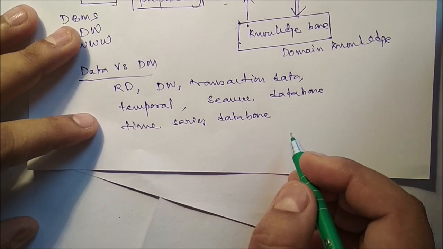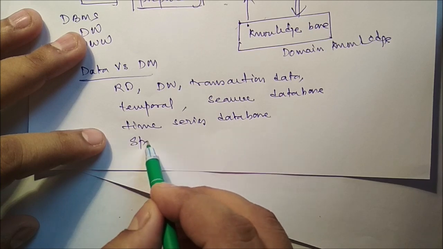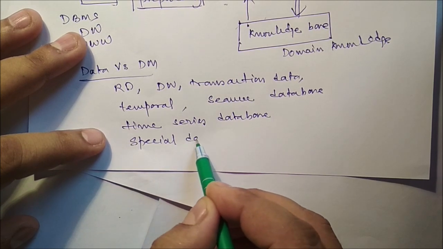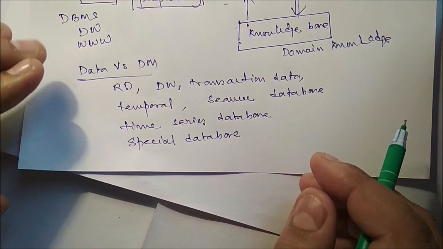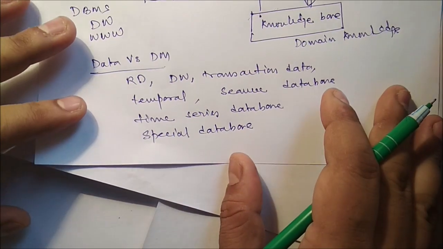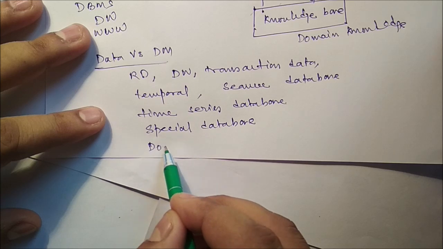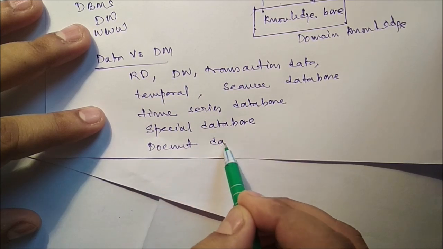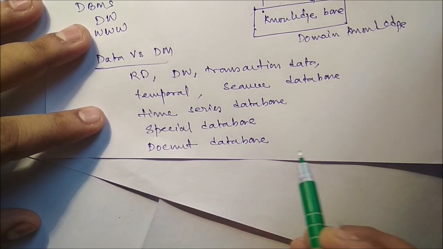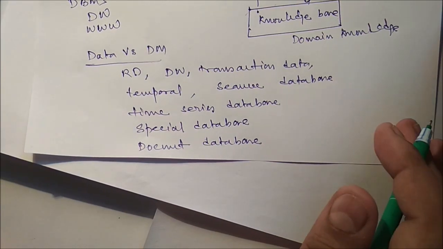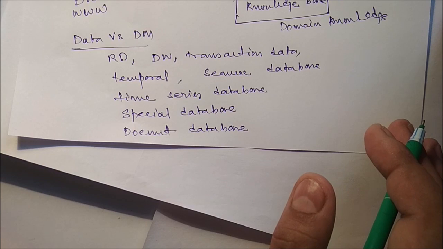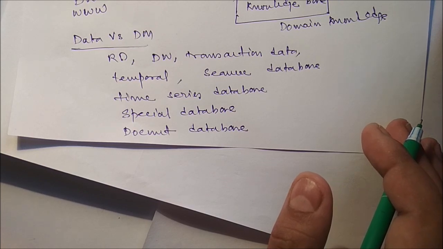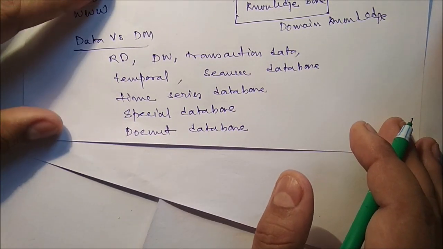Next, spatial database, where we store geographic data, longitude and latitude. Next, it may be a document database, where various types of documents are there, maybe text, World Wide Web data, HTML, XML web pages. Next, it may be a social network database.